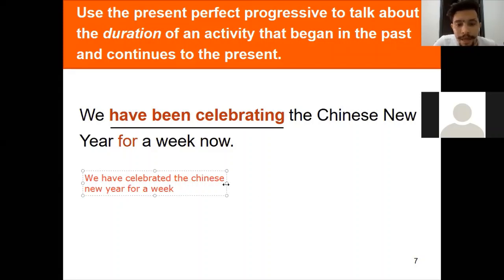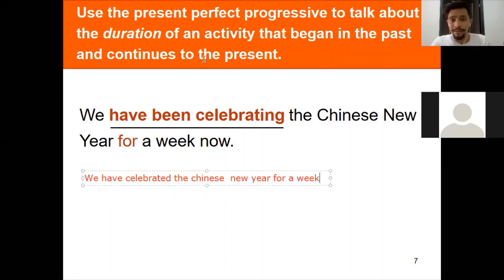Now, let me ask you again. I would like you to tell me what you can understand from the first sentence using the present perfect progressive, and what you can understand from the second sentence using the present perfect simple. All right. So here, Miss Valeria said that it's an action that started in the past, continues up to the present, and is still happening in the moment, right? Like right now, it's still happening.